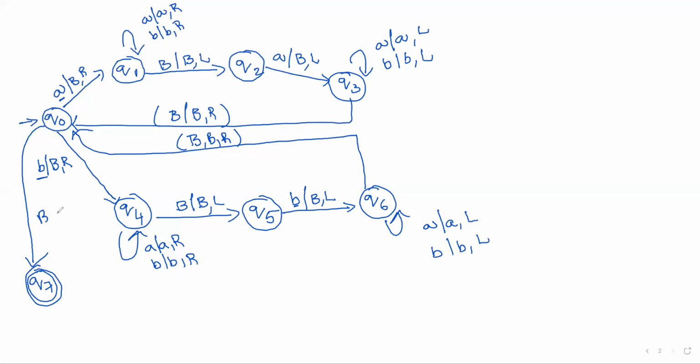What is the case? B is replaced with B. So here there is no need of any direction, or you can write the direction, that is not at all important. The entire string contains only blank symbols. This is the Turing machine that accepts even length palindrome.